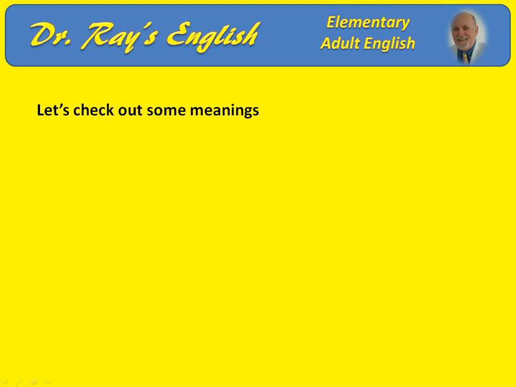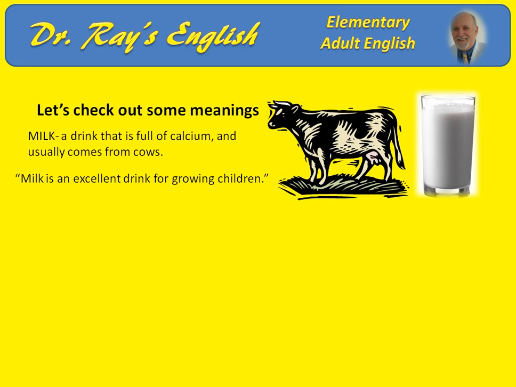Okay, same level. The lesson in this case is about food and drink. Let's check some meanings of some words that we have previously learnt in this lesson. Milk. Milk. A drink that is full of calcium and usually comes from cows. Milk is an excellent drink for growing children. Don't forget to write these in your notebook. Follow the pronunciation. Milk is an excellent drink for growing children.